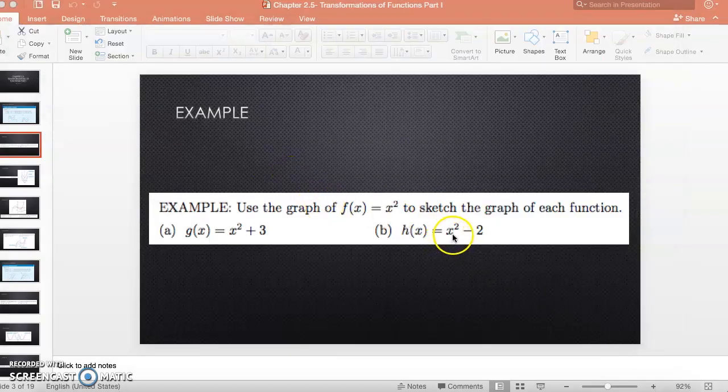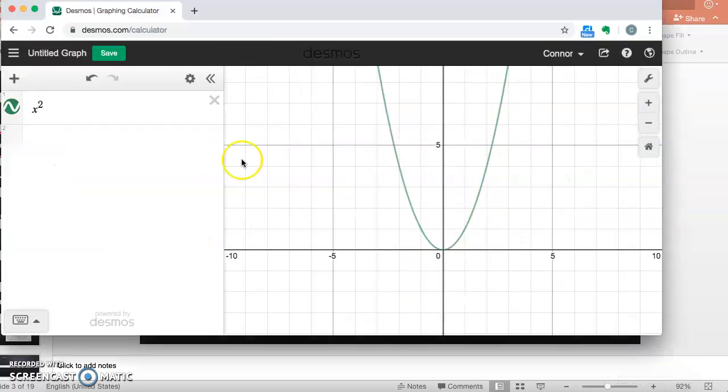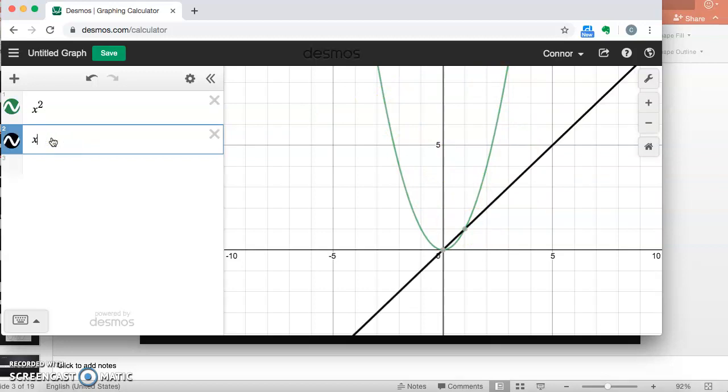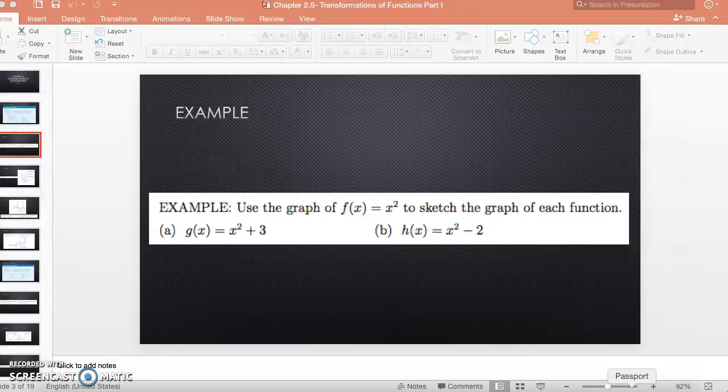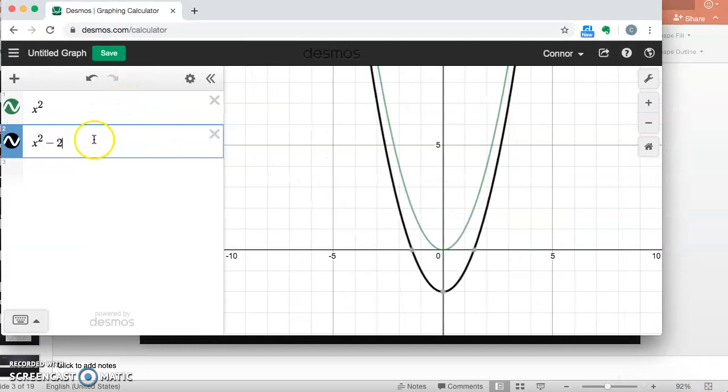The other example says x squared minus 2. So since this says x squared minus 2, we know that this is going to bring my x squared down. Let's look at Desmos again. So if I have my original function x squared, and I say x squared minus 2, that's going to shift it down 2. And I can see at my point 0, 0, I now have the point 0, negative 2.